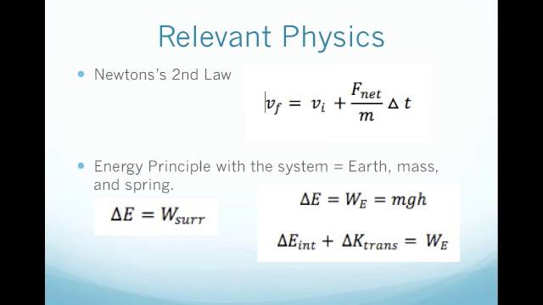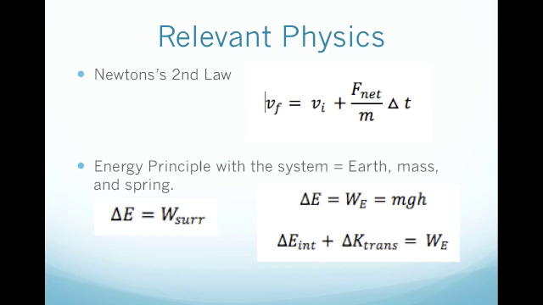The main physics principles needed in order to analyze the ball's motion include Newton's second law, which states that the final velocity is equal to the initial velocity plus the net force over the mass times the change in time. This will help to predict the motion of the ball in the Python model by seeing what forces are acting on the ball. We will also need to make use of the energy principle, which states that the change in total energy is equal to the work done by the surroundings.